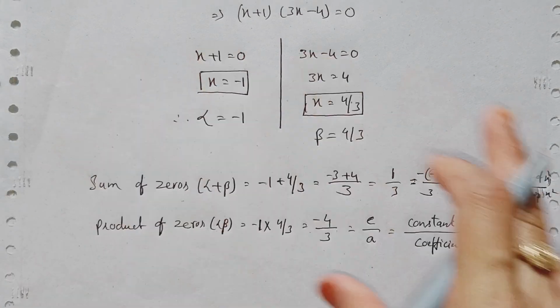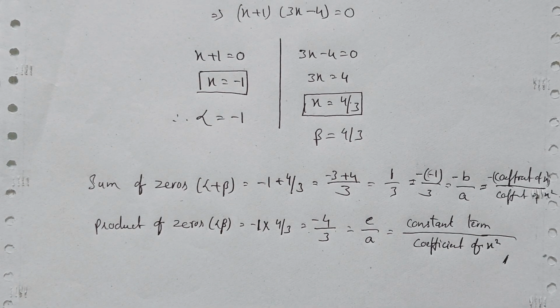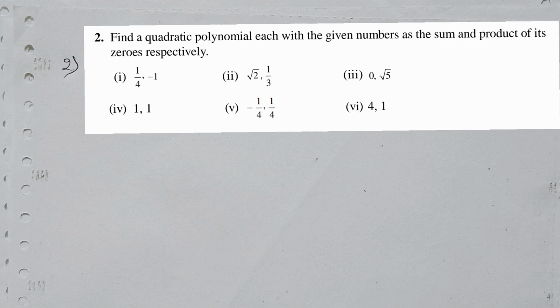Till here we have covered the first Roman. Now we'll see the second Roman of this exercise. So the second Roman question is, just see what the question is. Find the quadratic polynomial, each with the given numbers as the sum and product of its zeros respectively. Here we have been given the sum of zeros and product of zeros. By using these two we have to make a quadratic polynomial. Let's do this.